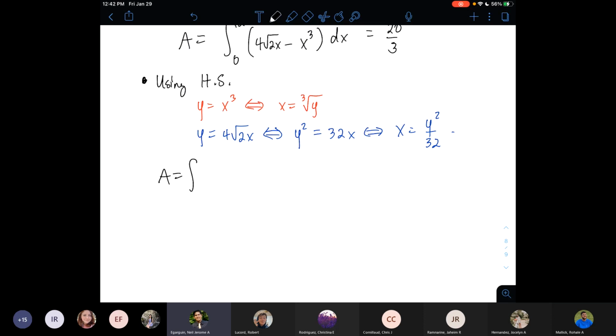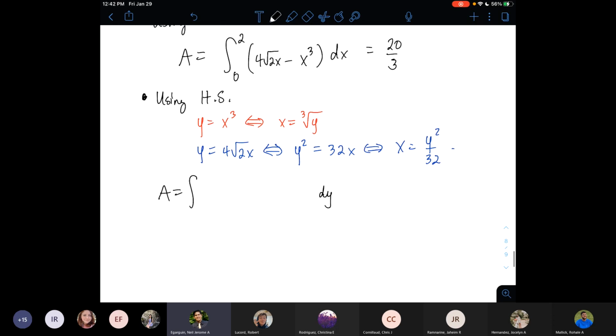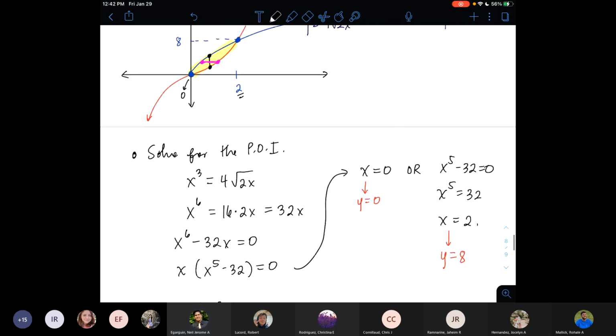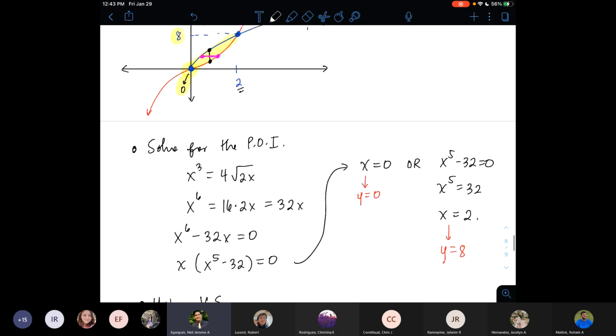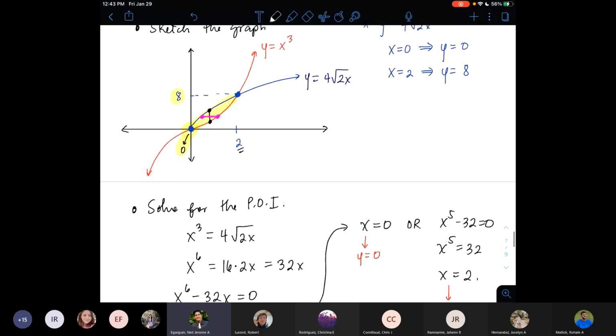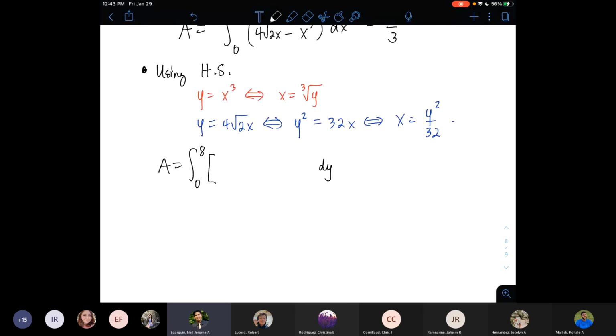Okay. So again, if you are using horizontal strips, you will use dy as your variable, and then we need the bounds for y. If you look back at the region, it started when y is equal to 0, and it ended when y is equal to 8. Remember, I'm bounding y, so y values go in the limits of the integral. So it would be from 0 to 8 of the right function. What's the right function? The right is the red one, the cubic one. So we'll have the cube root of y minus the left function, y squared over 32.